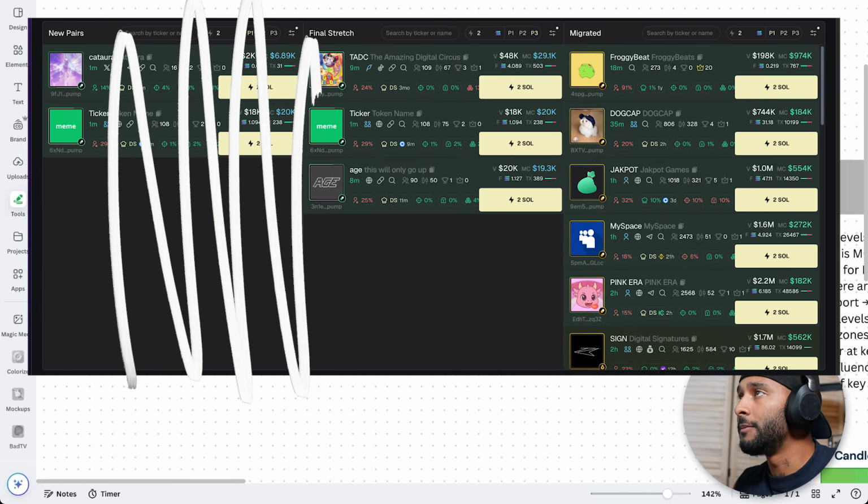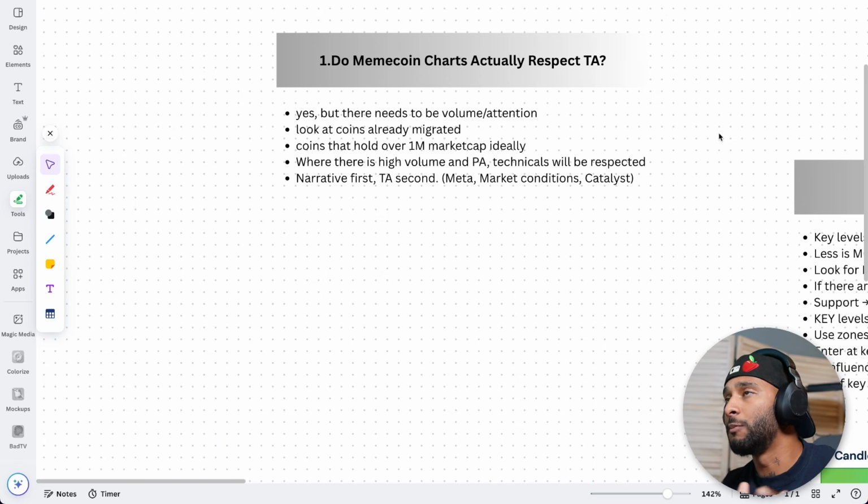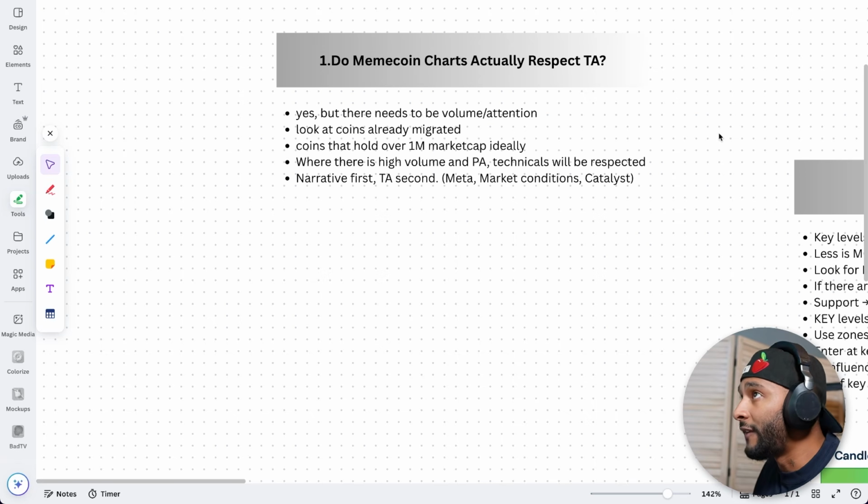On Axiom, forget new pairs, forget final stretch. That's advanced. And even in these market conditions, you're going to make way more money catching 1 mil to 10 mil plays for 5 to 10x, even 2-3x's playing off of the technicals, than trying to catch sub 50k market cap and hold it all the way to 500k. You're gonna get rinsed way more.